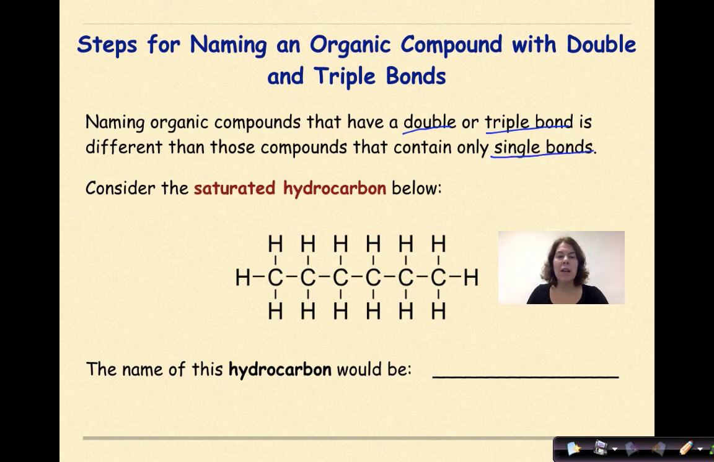So consider the saturated hydrocarbon below. And we know that it's saturated because if we look at all the individual bonds in between, like right here and here and here, we can see that they're all single bonds. That's why we classify it as saturated. So the name of this hydrocarbon, if we counted all of the carbons, 1, 2, 3, 4, 5, 6, so it would be hex, and then they're all single bonds, so this would be hexane.